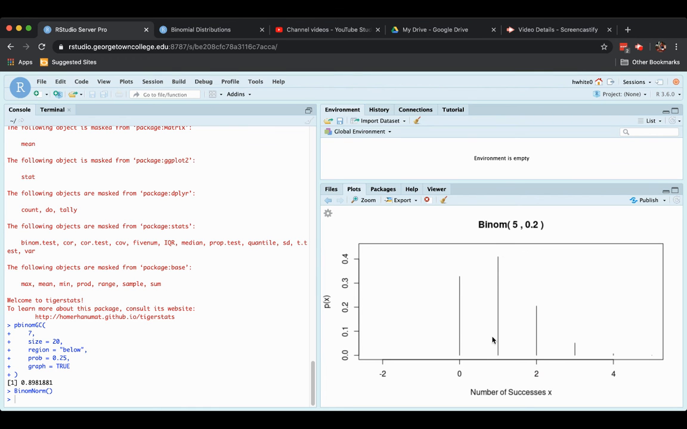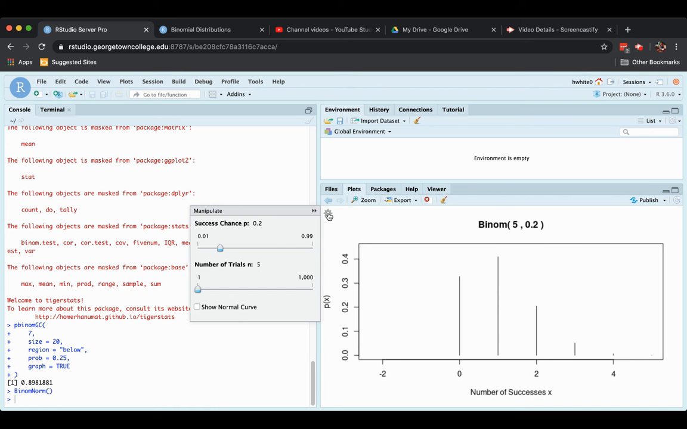Now, the height of each stick is the chance of getting that exact number of successes. So the chance of 0 successes is a little bit more than 30%. Chance of 1 success is about 40%, and so on. The chance of 5 successes was so small that the graph just decided not to even try to show that stick. All right, so there's a little graph of the distribution of this binomial random variable.